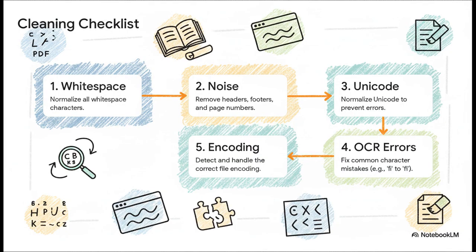So once you have the text and the metadata, it's cleanup time. And this is basically a non-negotiable checklist. You've got to normalize white space, get rid of those pesky headers and footers, handle different Unicode characters to avoid errors, and even fix common little mistakes made by OCR systems. This is all to make sure the final text is absolutely pristine.